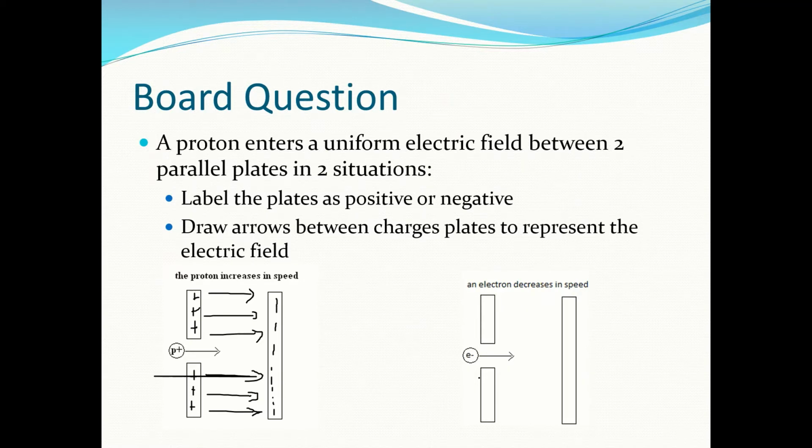Okay, try out this one. Electron decreases in speed. See if you can figure that out. Pause the video. If it's decreasing in speed, it's probably because it's being repelled by the negative plate. The field goes from positive to negative, so it's actually the exact same thing. There we go.